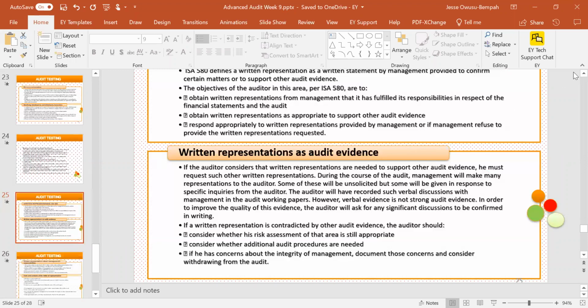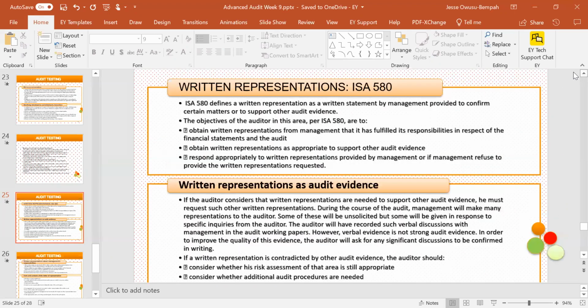Okay. Now, I wanted to touch on this briefly before we end, which is written representations. So what is a written representation? Written representation is governed by ISA 580, which defines a written representation as a written statement by management provided to confirm certain matters or to support other audit evidence. So the auditor must always obtain written representations from management that it has fulfilled its responsibilities in respect of the financial statements of the audit.